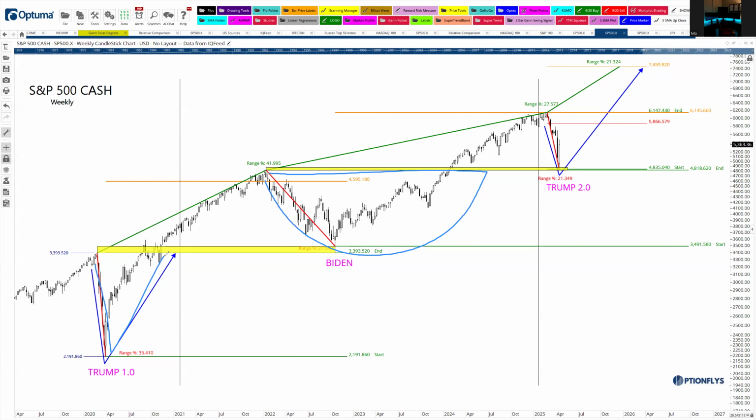So now the question comes in: do we make a V or do we make another U? Because we're doing exactly the same thing. I don't need a 1929 chart. Don't give me the bullshit. It's pointless to compare a black and white picture with a 60, $100 trillion market. There's no comparison.